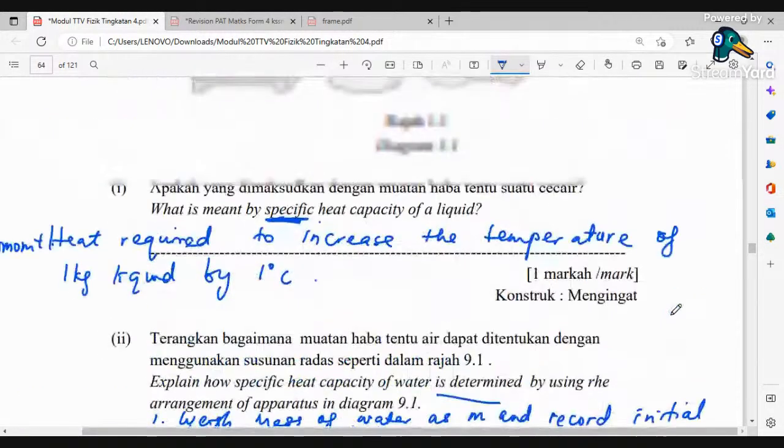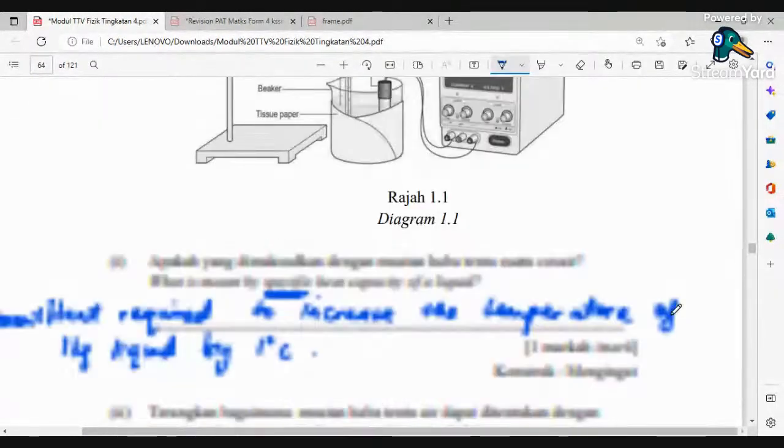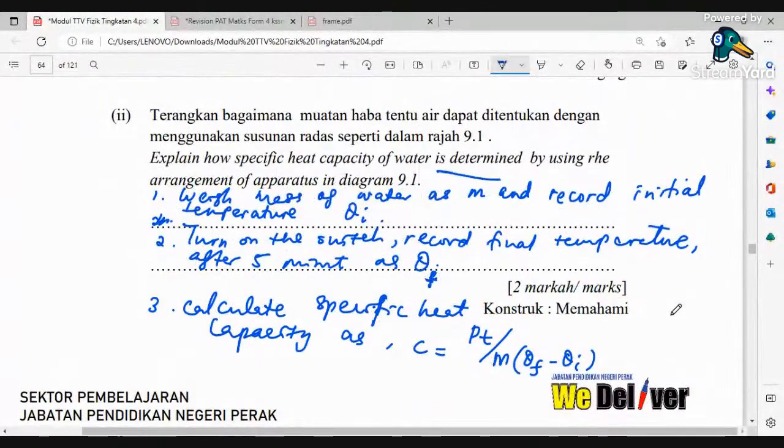It's not 2, I think. It's this part, right? I think the marks are already wrong. Mentioned here, it's not 2 marks, sorry. This is 4 marks. This is a knowledge question, 4 marks.